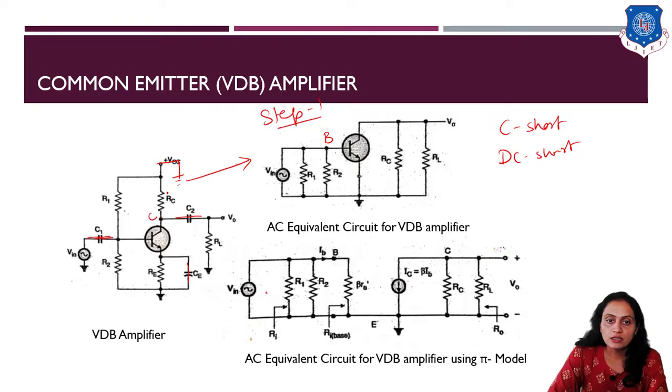From the collector we have RC grounded, and again from the collector C2 is short circuited, so RL is also grounded from this path. And from the emitter, as we have RE in parallel with the shorted CE, this RE also got shorted, and the emitter is grounded directly. So this is the AC equivalent circuit, drawn with all capacitors shorted and all DC sources short circuited. Step 2 is to draw the AC equivalent circuit by replacing the BJT with the pi model.